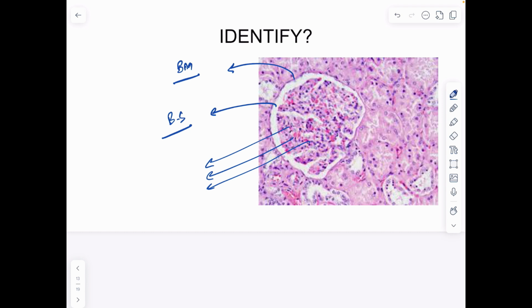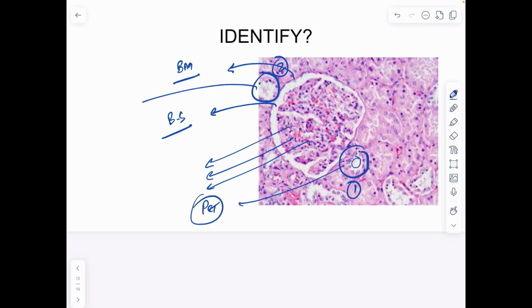Now, one more thing: how is it possible for us to identify the proximal or the distal renal tubules also? Let's name this one as 1 and this one as 2. The proximal convoluted tubule consists of large eosinophilic cells with brush border microvilli, but on a histological slide it presents with a relatively smaller lumen. So this probably is a proximal convoluted tubule.